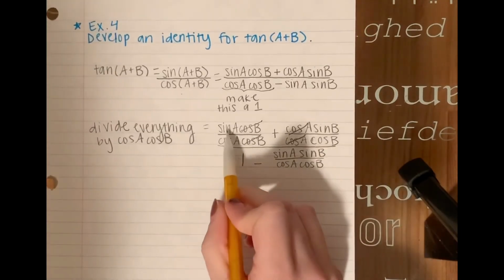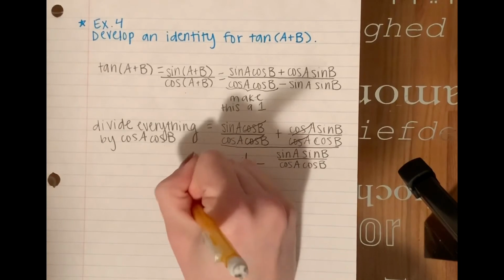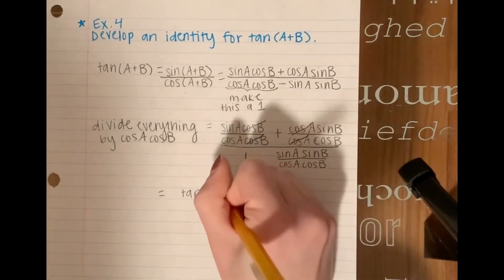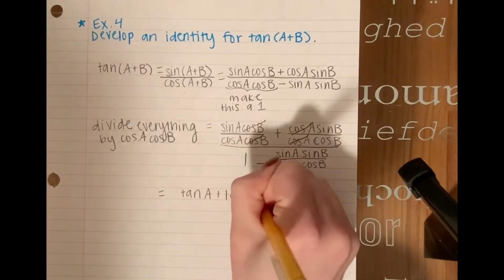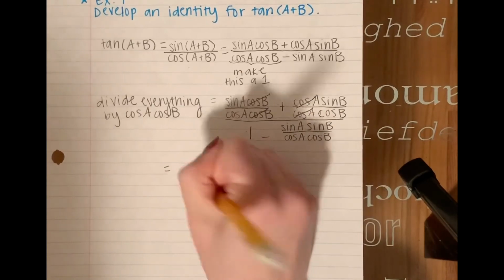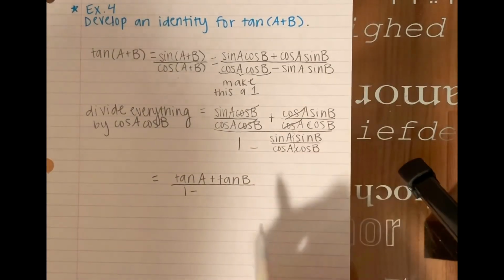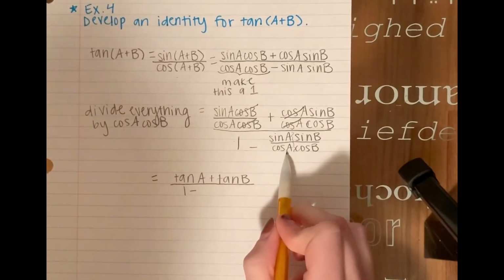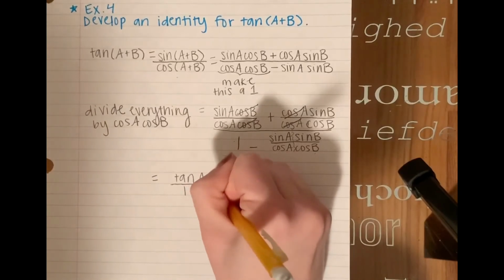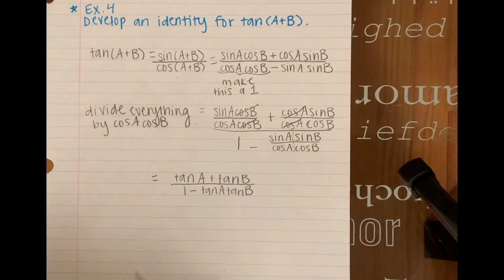So what happens is sine A over cosine A, well, I can rewrite that as tangent A because it's sine over cosine. Right here I have sine B over cosine B, so I can rewrite that as tangent B. I have a 1 right here, and then look what I can do. I can divide that into 2 separate fractions, sine A over cosine A times sine B over cosine B. So this would be the same thing as tangent A, tangent B. And that's how you end up with your tangent identity.